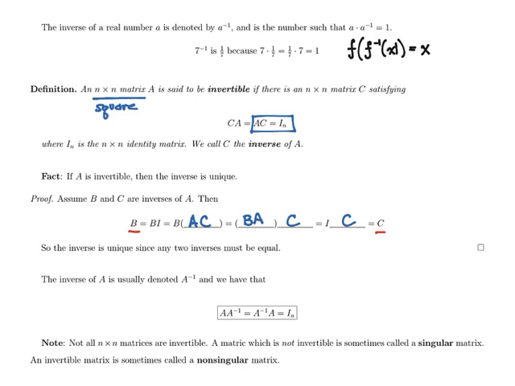Now it is very important that we note that not all square matrices are invertible. And a matrix which is not invertible is sometimes called a singular matrix, whereas an invertible matrix is sometimes called a non-singular matrix.